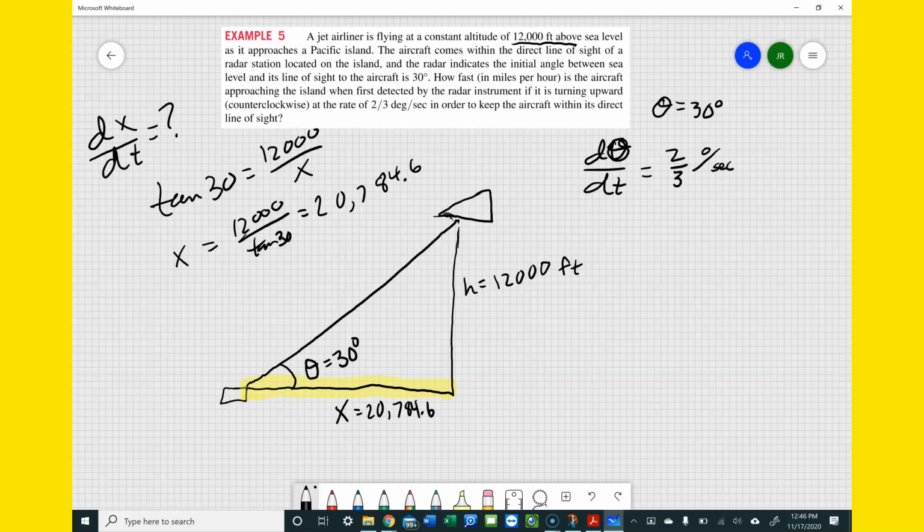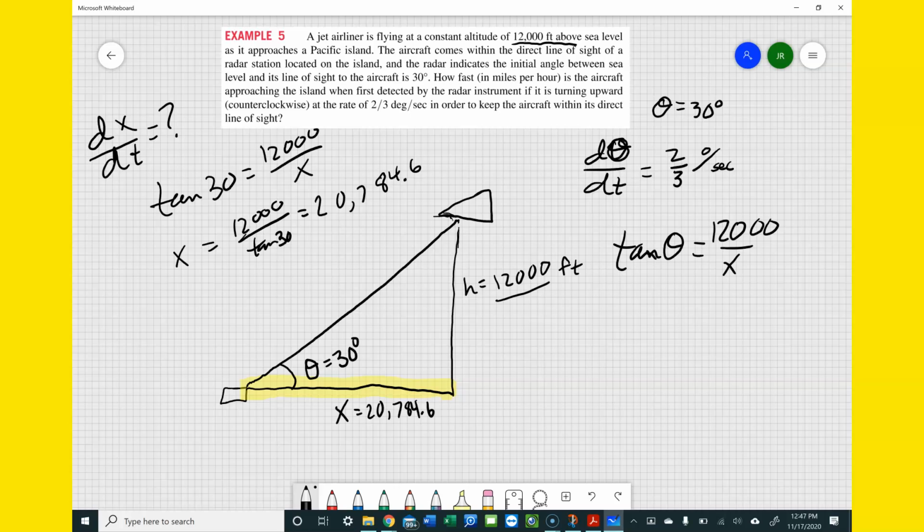All right. I think I want to set this up with, again, the tangent equation. I'm going to see if this works. I hope it will. Tan theta equals h over x. H, though, doesn't have to be written as h because it's not changing. It's not a changing quantity. It's a constant, 12,000. It's not changing its height. It's remaining at an altitude of 12,000 feet. So I'm just going to put that as the constant 12,000.